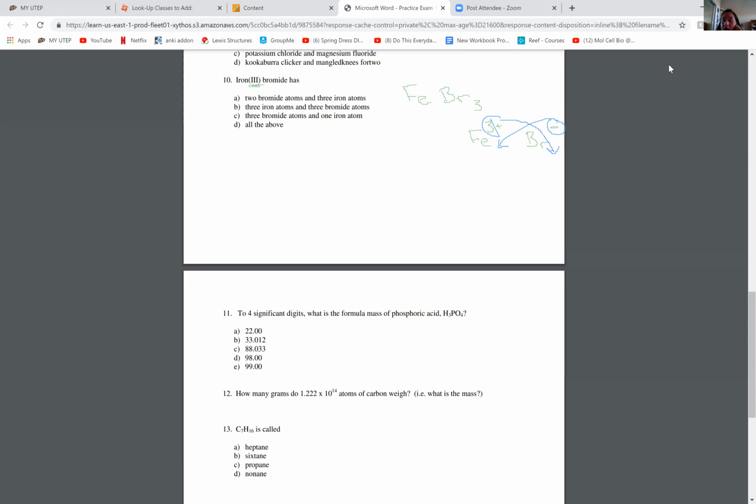So how many atoms would we have of iron in our compound? 1. Yes. And how many atoms of bromine would we have? 3. Yes, 3. You can always find the number of atoms of your elements by looking at your subscripts. There's an invisible 1 right here by your iron, so that tells us we have 1, and bromine we have 3. Does everybody understand how I got that? Yep.